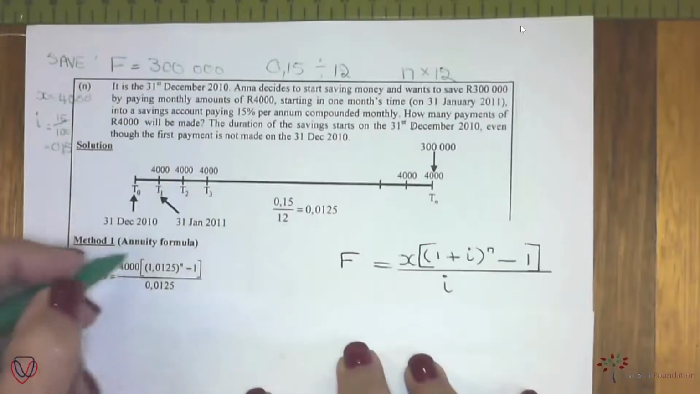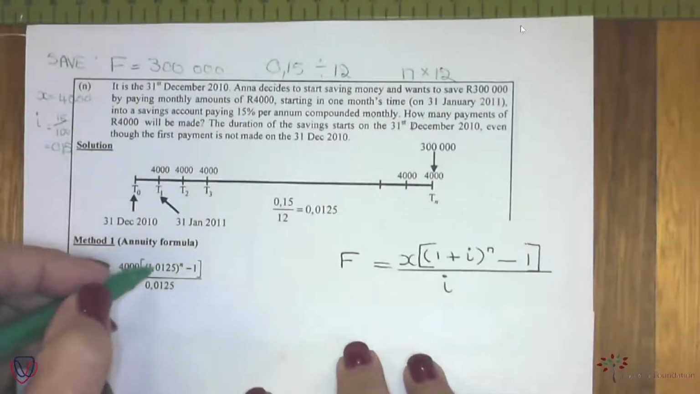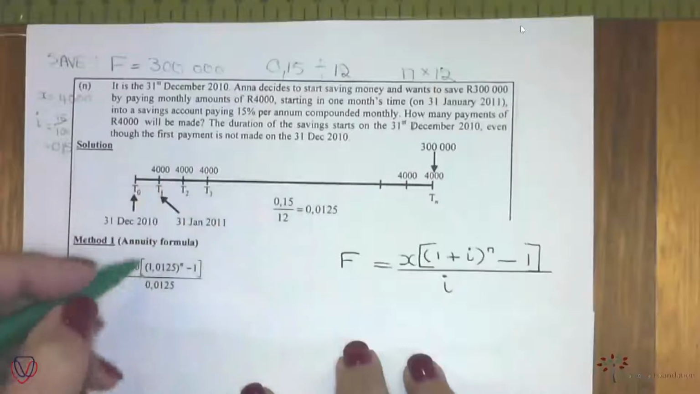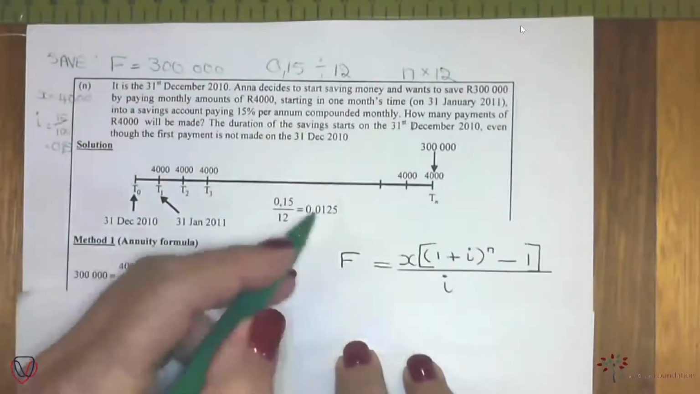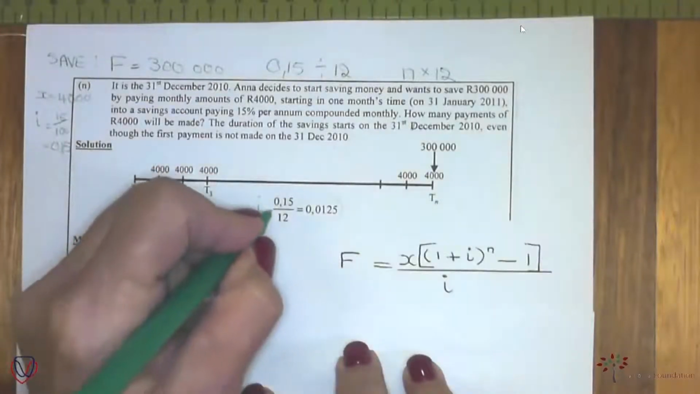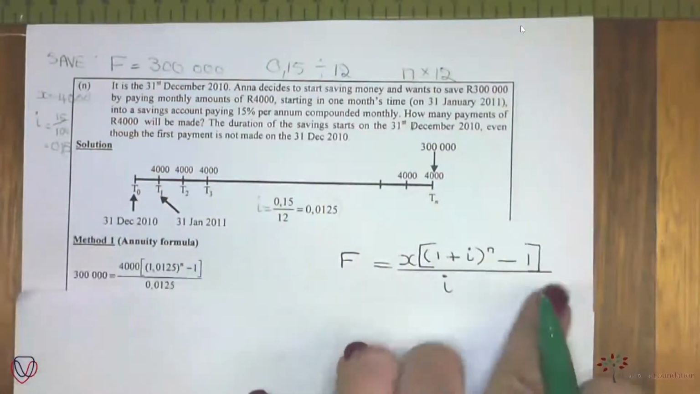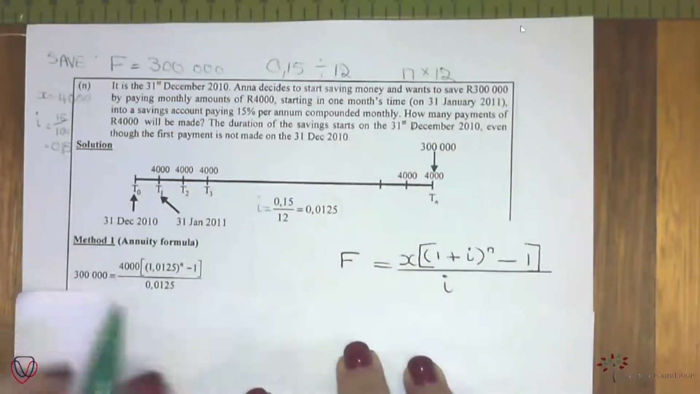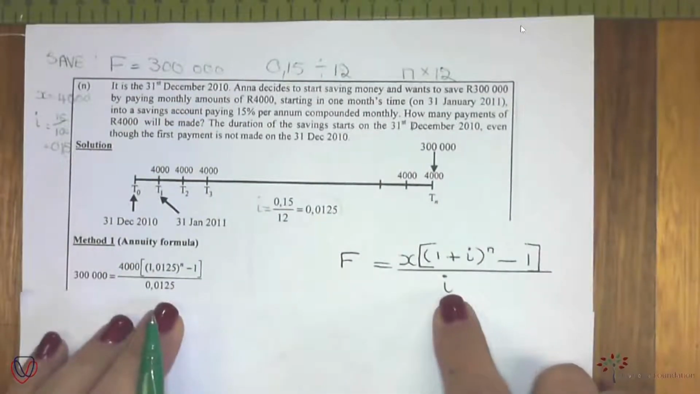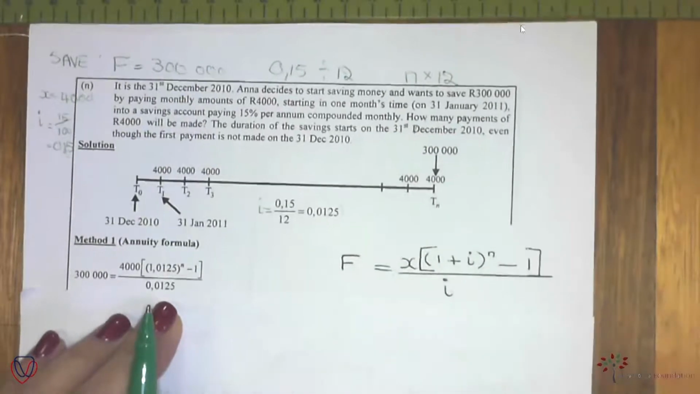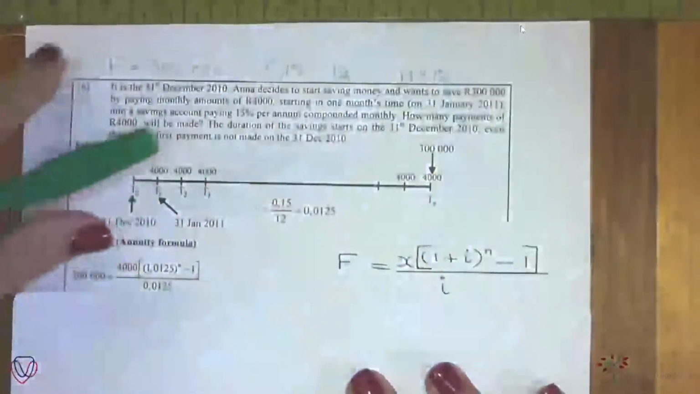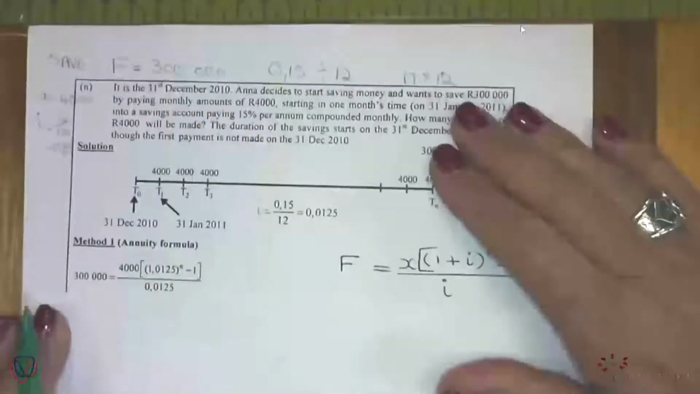Your F is 300,000. Your X is 4,000. Your base is 1 plus I, and that is I. Right? And the formula says -1 there, and underneath the line you also have I. Okay. People, from there, it's calculator work. And there's no excuse for not being able to do calculator work. It's this starting off of the sum that gives us a lot of problems.